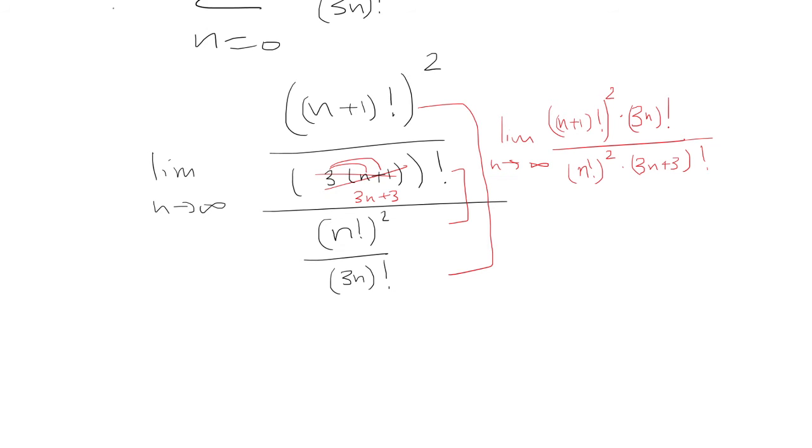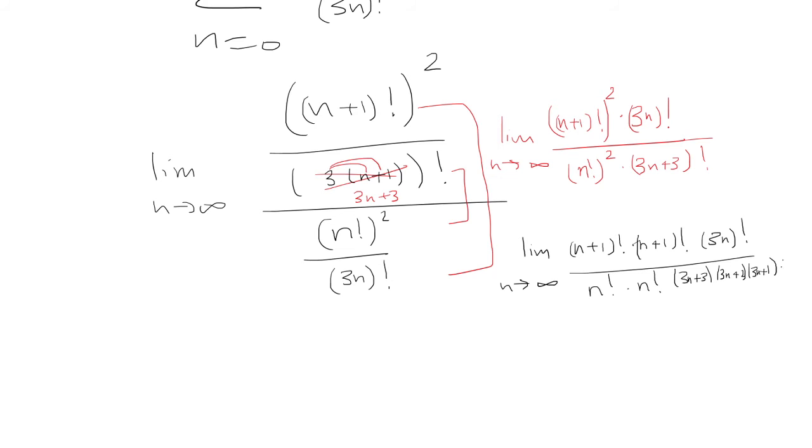Now it's just a matter of simplifying, and this is going to be very tricky. Okay, so it's n plus 1 factorial squared. Just think of this as n plus 1 factorial times n plus 1 factorial. And then we're going to have 3n factorial. It's going to be n factorial squared, which is n factorial times n factorial. And then 3n plus 3 factorial, I can represent that as 3n plus 3 times 3n plus 2 times 3n plus 1 times 3n factorial.